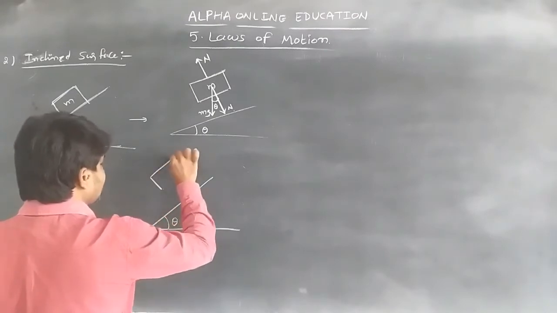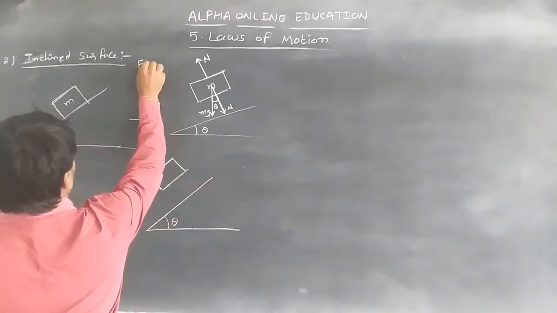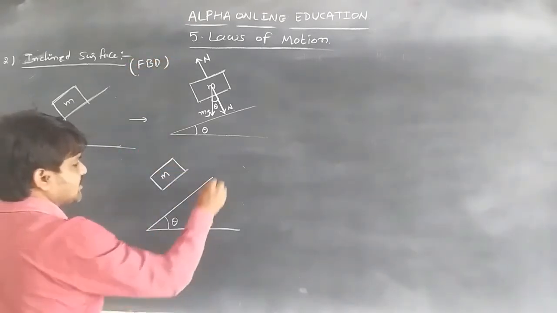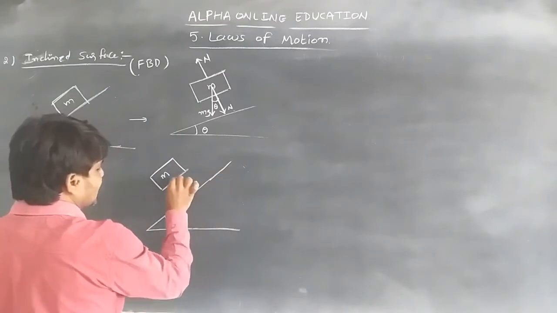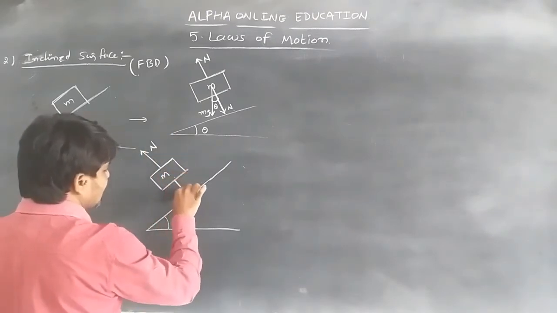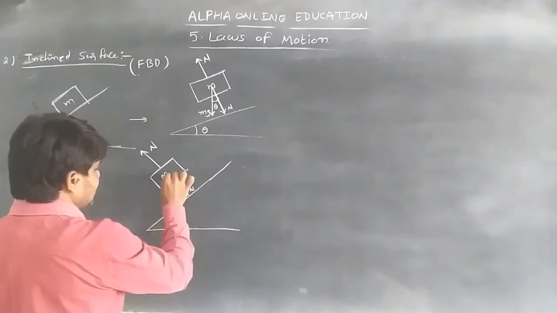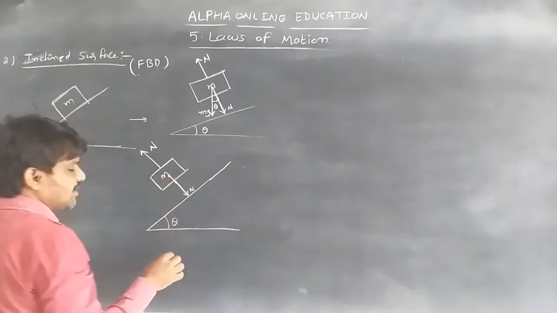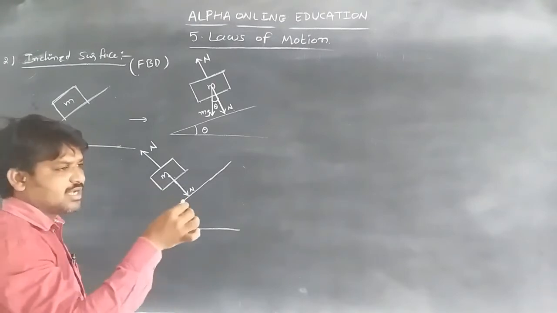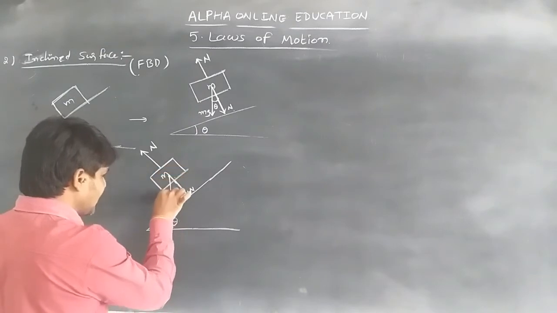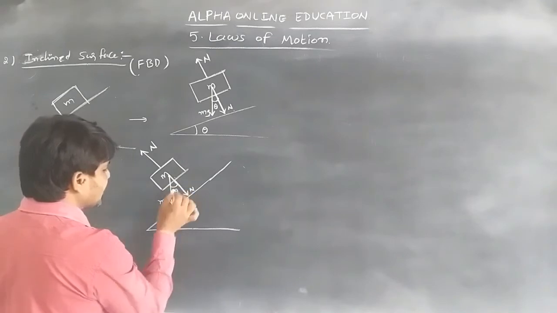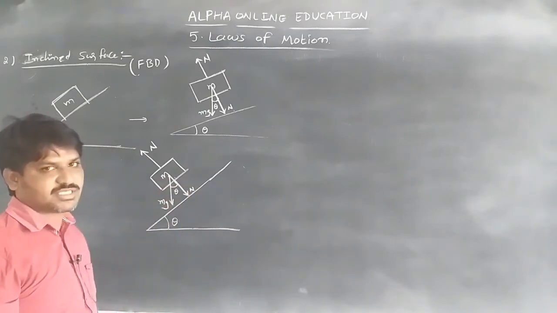Then the mass of the block, this is called a free body diagram, FBD. The weight of the body is acting like this. Between the block and the surface, the normal is perpendicular to the surface. The weight mg, due to the gravitational force, is always acting vertically downwards. It makes an angle theta with the normal, which is acting on the surface.